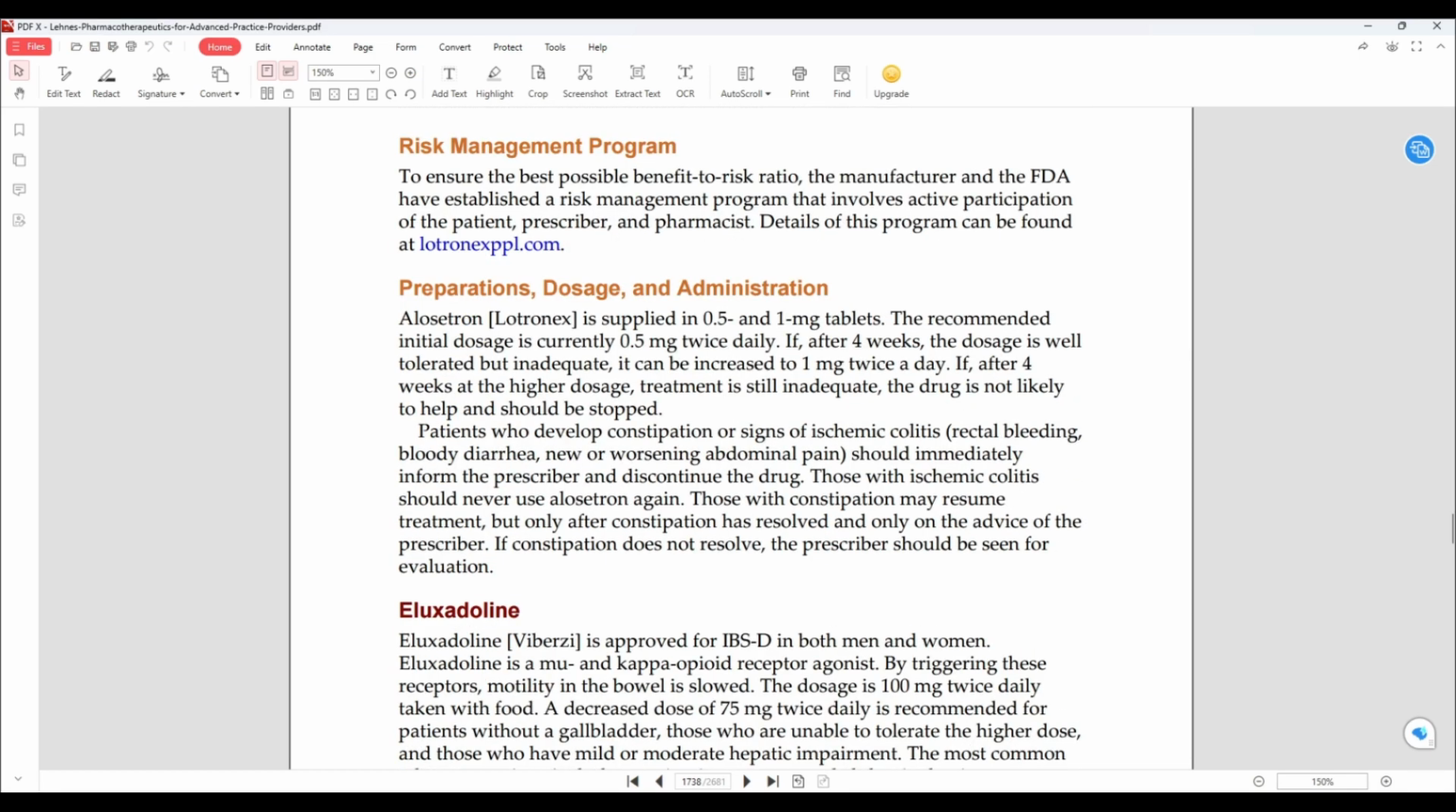So, the risk management program. To ensure the best possible benefit to risk ratio, the manufacturers and the FDA have established a risk management program that involves active participation of the patient, the prescriber, and the pharmacist. The details can be found at the following website. So here's a good spot to pause if you want to look up that website. It's called Lotron XPPL.